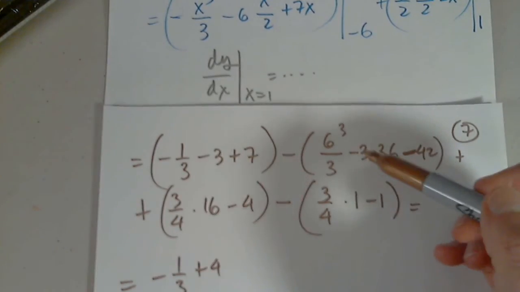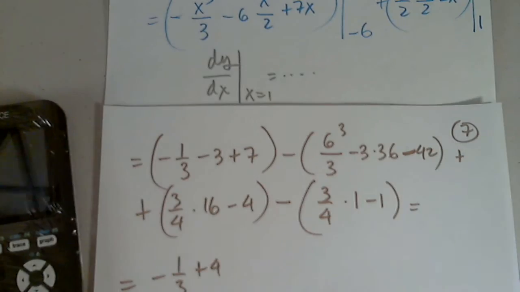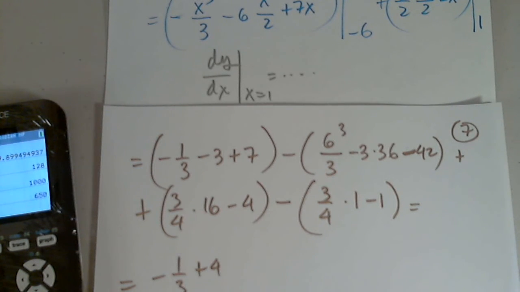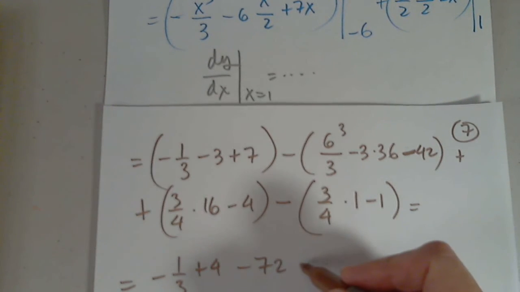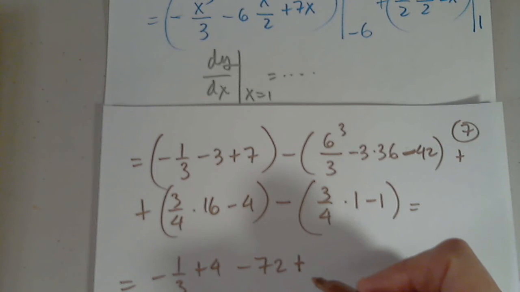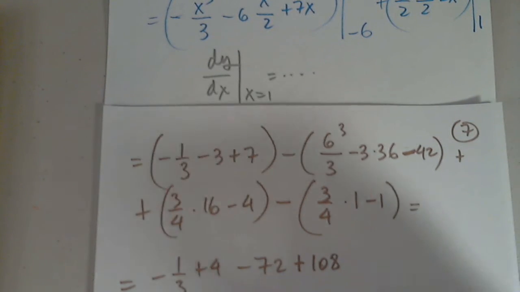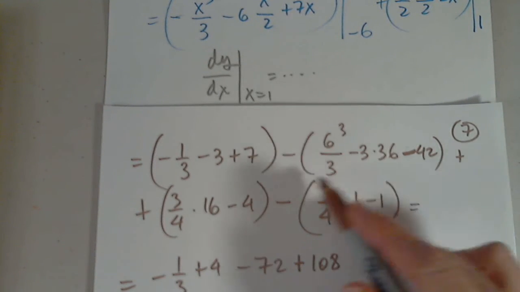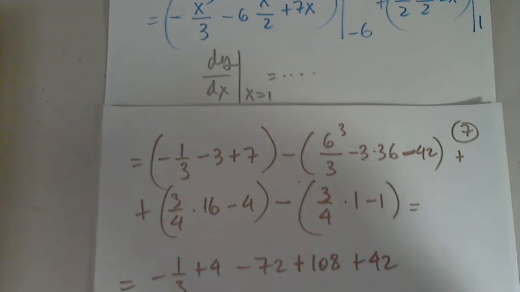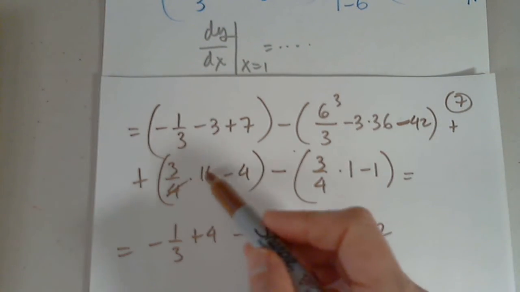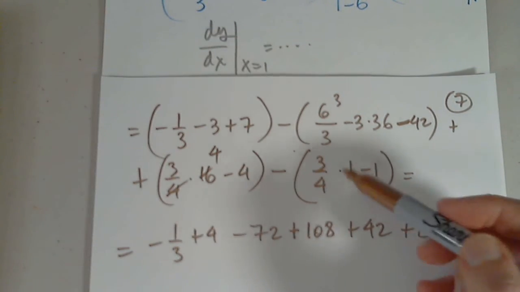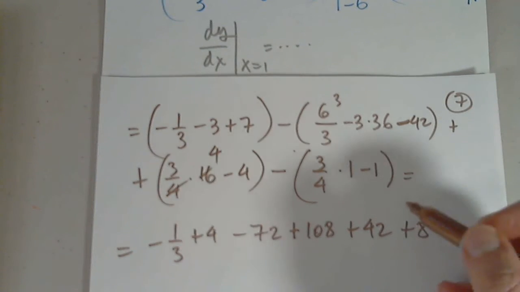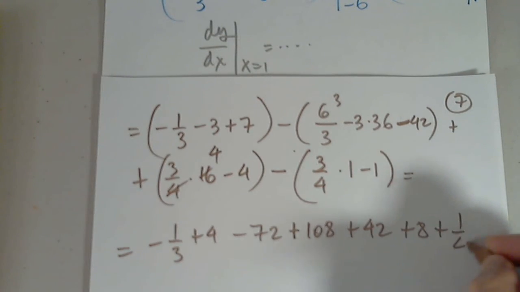Okay, then how much is this? 6 to the third, and divide that by 3, 72. Okay, so minus 72, and then plus 108, yes, and then plus 42. I'll simplify, and I get 12 minus 4, which is 8. And 3/4 minus 1 is negative 1/4, but with minus in front, plus 1/4.